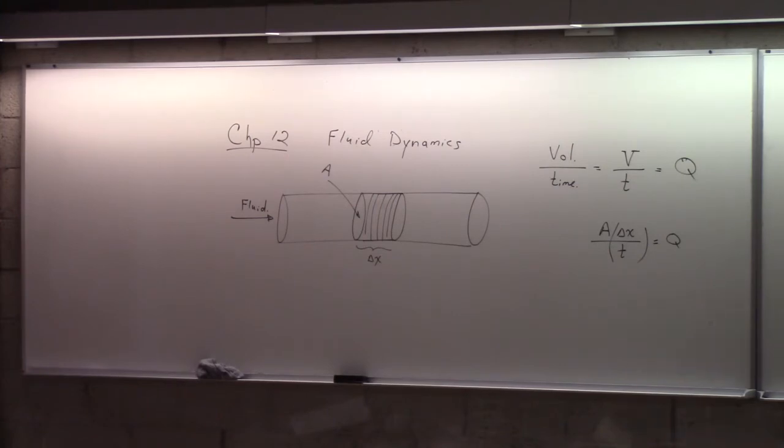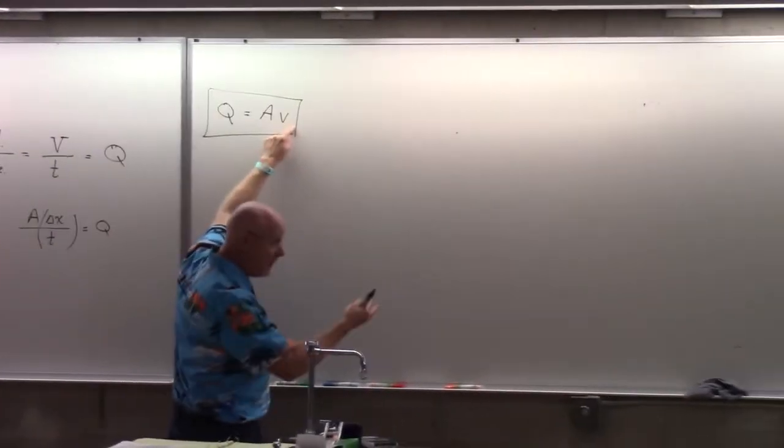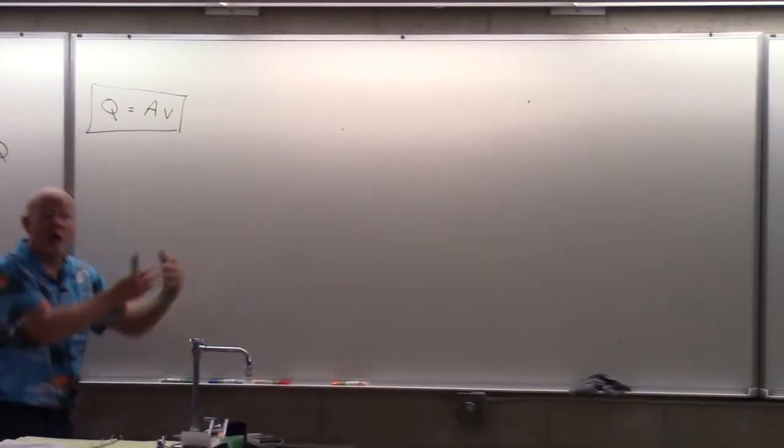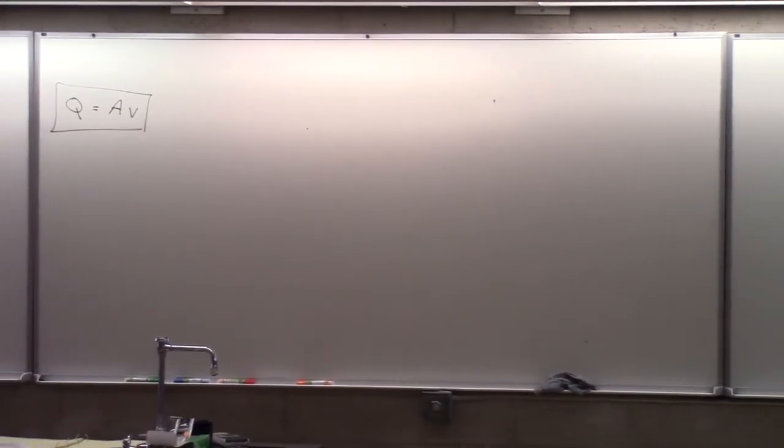And so our first equation here for our fluid dynamics is to say that the flow rate is equal to the area of the pipe times the velocity in the pipe. And that, of course, makes sense, that it's these two together, the size of the pipe and the speed within the pipe, that determine how much volume flows throughout that pipe.